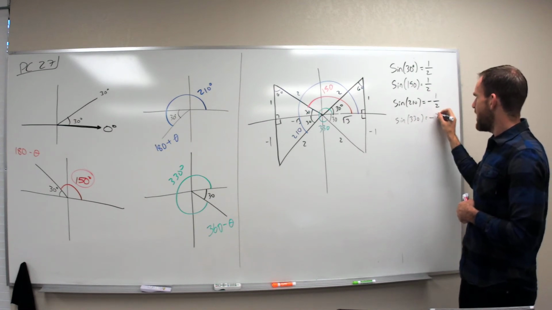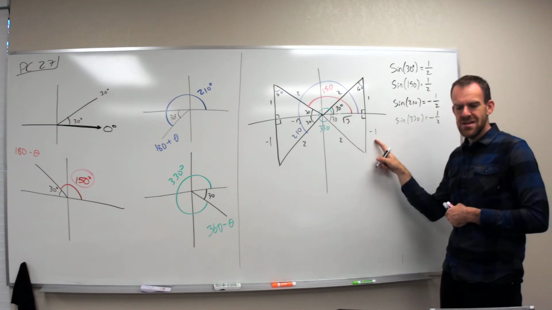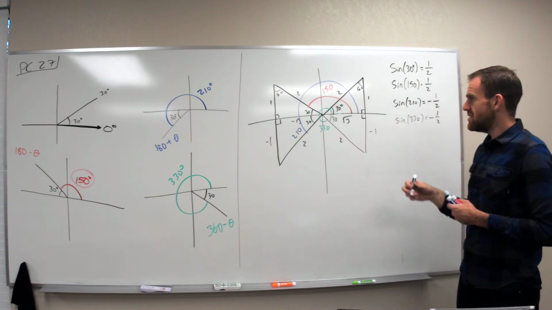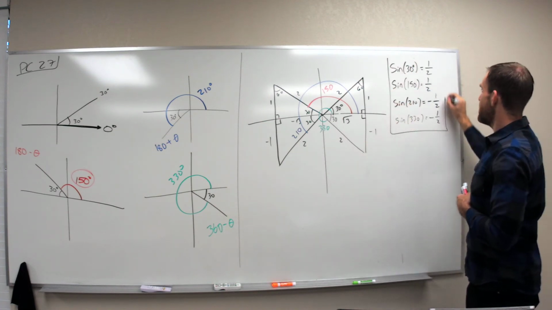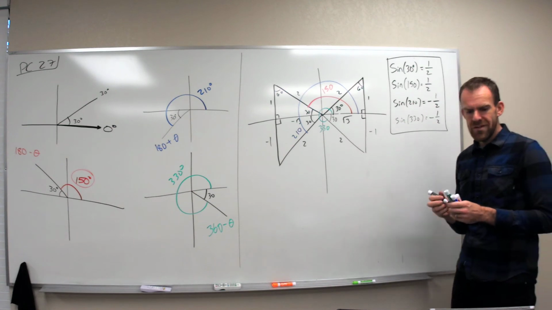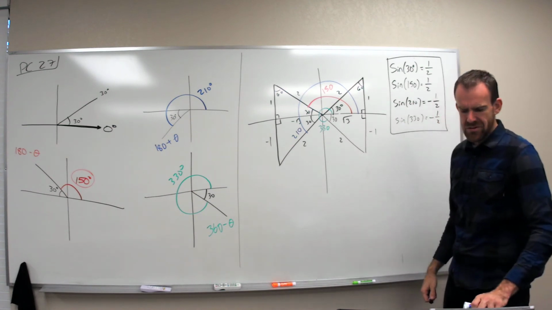That is -1/2, because the opposite is -1 and the hypotenuse is 2. So now you're responsible for all 4 of these on your friendly angles quiz.